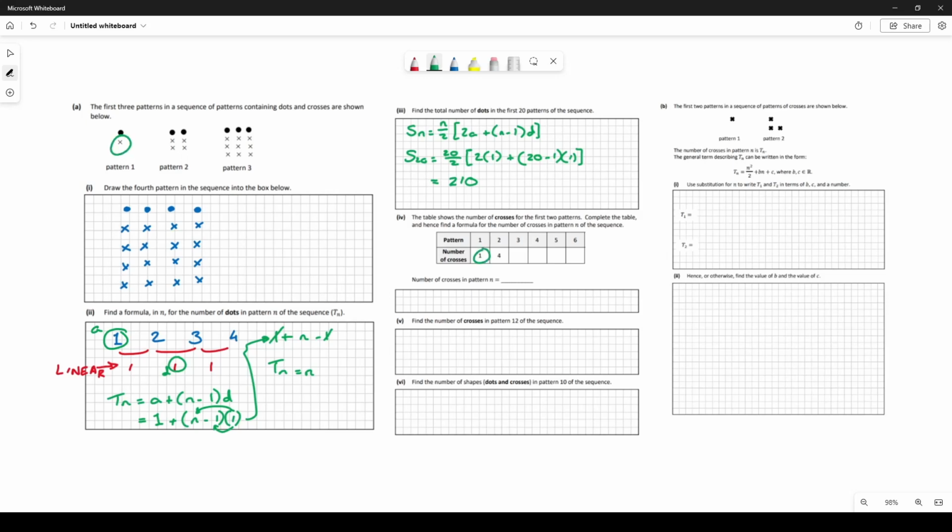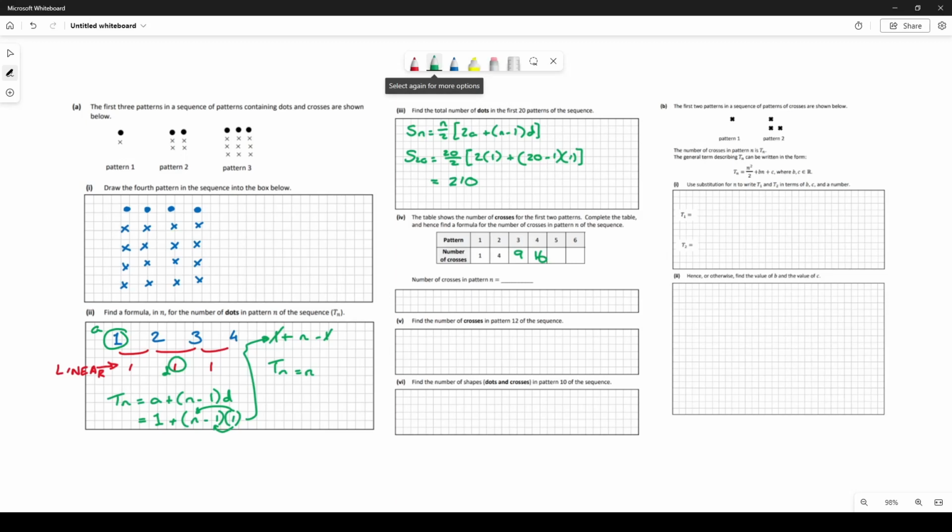1, 4, 9, 16, right? Now, they wanted you to kind of figure out, and this is the bit I don't like, they wanted you to be able to just understand the pattern.